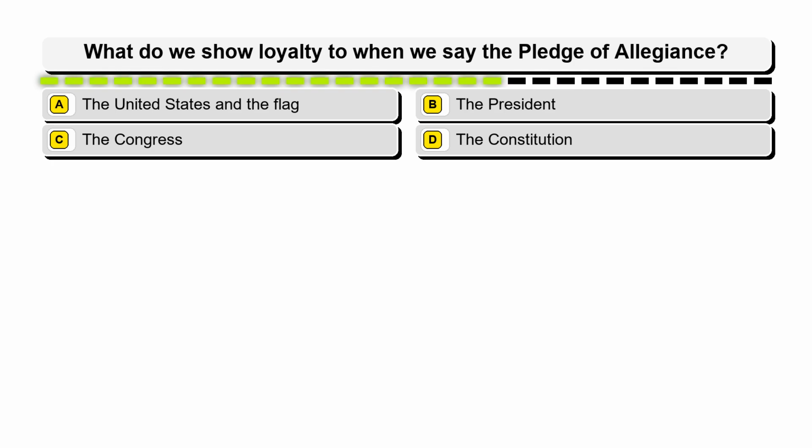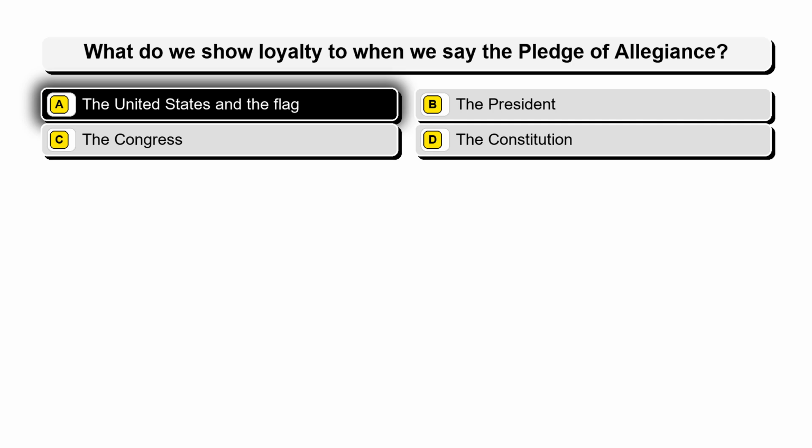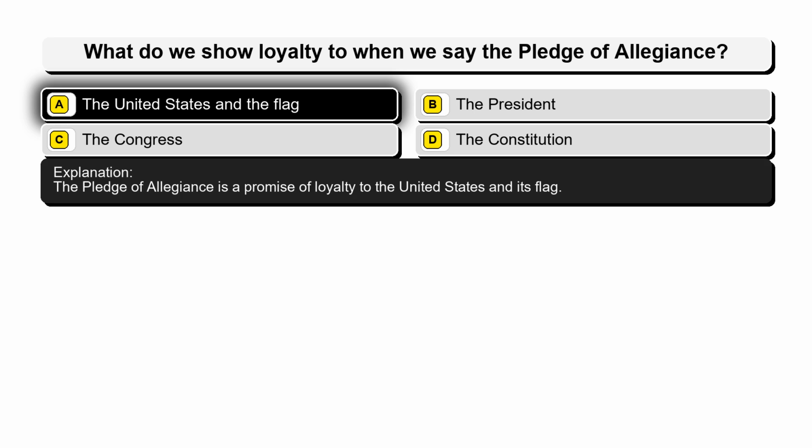Option A. The United States and the flag. Option B. The President. Option C. The Congress. Option D. The Constitution. The correct answer is option A. The United States and the flag. The Pledge of Allegiance is a promise of loyalty to the United States and its flag.